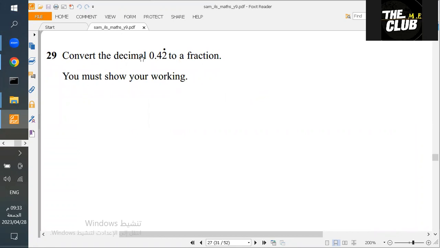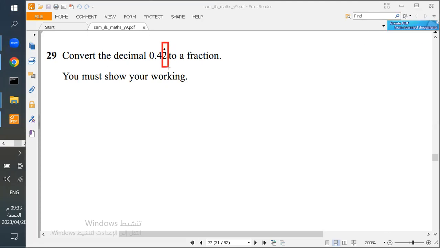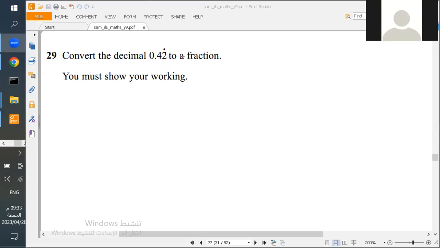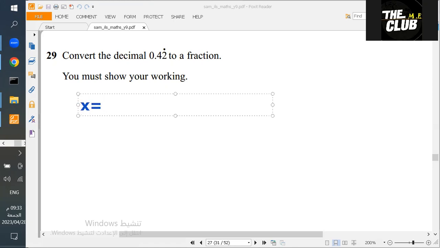Okay. First, 0.42, the recurring number is what? It is the 2. The 4 is not recurring, only the 2 is. It means the exact number is x equals 0.4222 like this, and it goes on. So the first step is we write x equals this number.